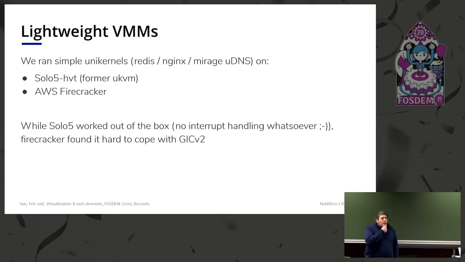We used the Rumprun unikernel. We used the MirageOS unikernel. We ran Redis and Nginx and the DNS example on Solo5, on the KVM tender of Solo5, which is Solo5 HVT, on Firecracker, on QEMU. And while Solo5 worked out of the box on a Raspberry Pi, it's the first thing that we tried.